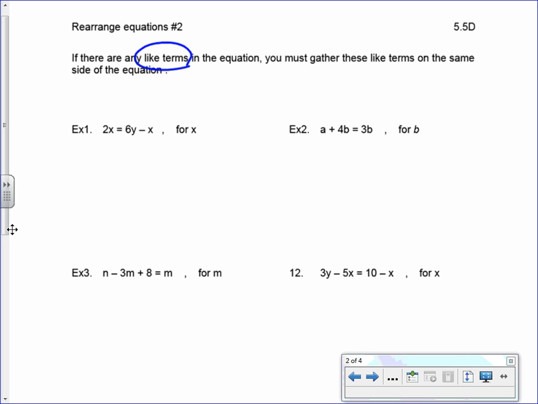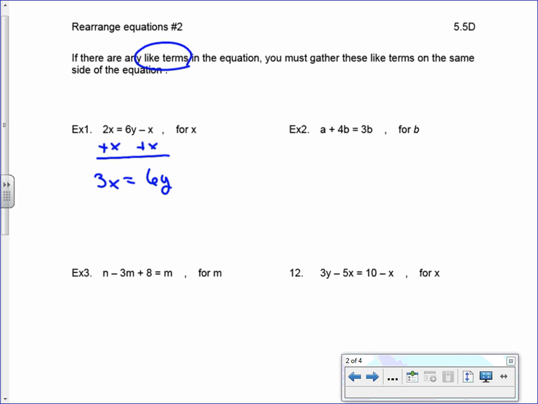So our first step here is to get our x's gathered on one side or the other. It doesn't usually matter. Usually everybody will pick the same one without me telling you which one to pick. Okay, get all the x's into one side. 2x plus 1x is 3x. And then on the other side, all I have is 6y.